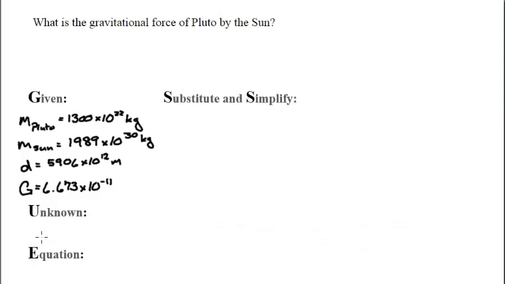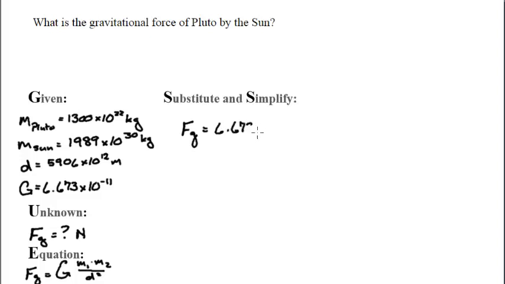What I'm looking for is the force due to gravity, and that equals question mark, and that's going to be in newtons. Now I can use Newton's law. Force due to gravity equals G mass 1 times mass 2 over the distance squared. So I don't know what force due to gravity is, but I do know that G is 6.673 times 10 to the negative 11 times the quantity.